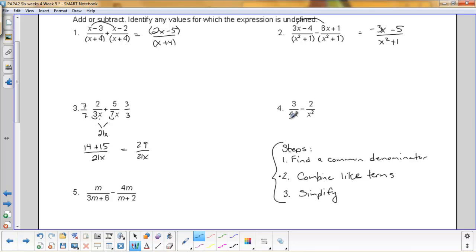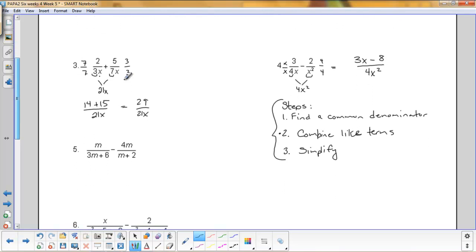So notice that the common denominator is going to be 4 and x squared. That answer is 4x squared. One of everything that's on the bottom. What is missing from this denominator to create 4x squared is another x. What is missing from this denominator to make 4x squared is a 4. So that's going to be 3x minus 8 divided by the common denominator of 4x squared. There's no GCF here, and there's no way to simplify out these quantities, so we'll be finished.